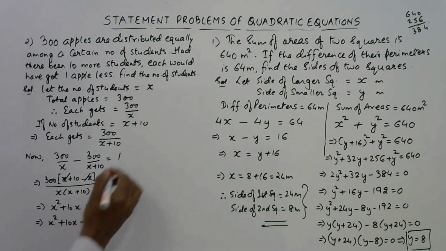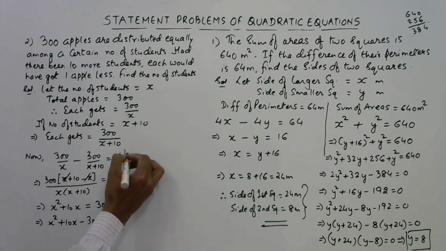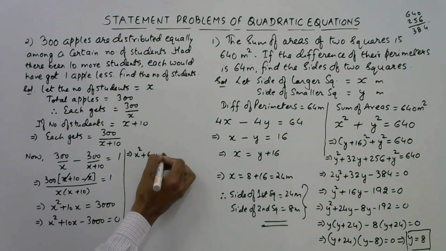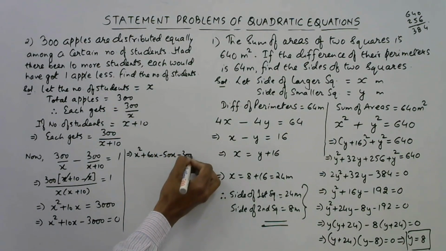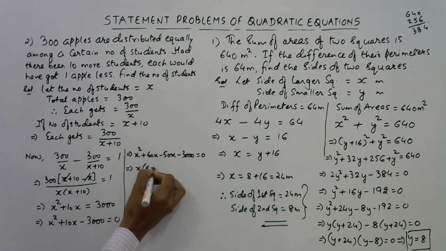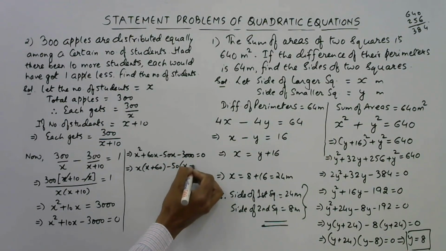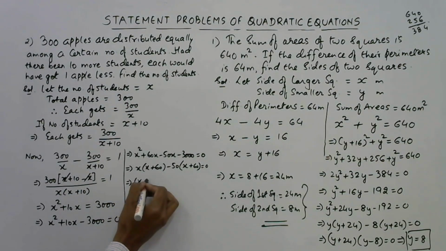And we can split the middle term now. Very easy, 60 and 50. So x square plus 60x minus 50x minus 3000 equal to 0, which gives us x plus 60 in the brackets and x minus 50 outside the bracket.